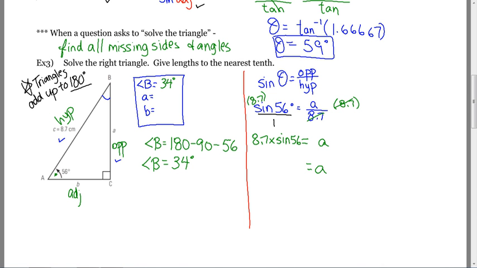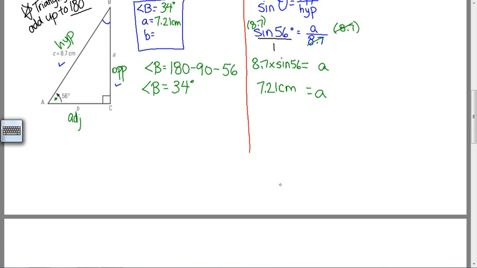A will equal 7.21 centimeters. And you can go with 1 decimal or 2 places. I think it says 1, but today I wrote down 2. So that would be 7.21 centimeters.